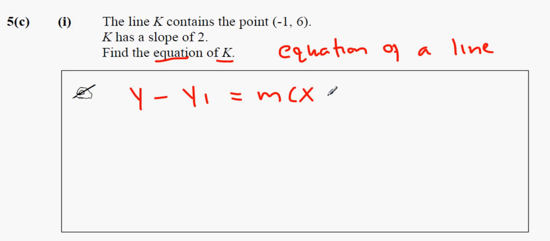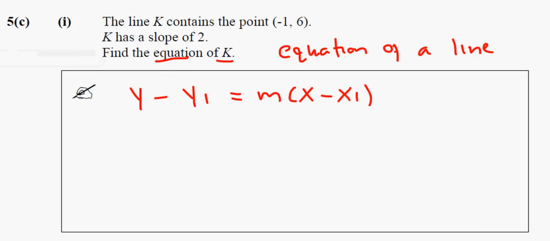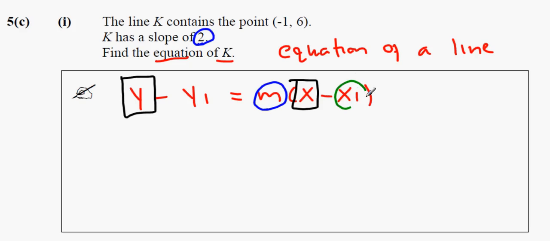Okay, and this is the equation of the line formula. To use it, what we remember is that these two letters here, y and x, we never sub in for these, so the two of these stay the same. Okay, so what we need to know is the slope. The slope, which is m, is the number 2. Okay, x1, which is going to be green, is this one here, and y1 is this one here, the 6.